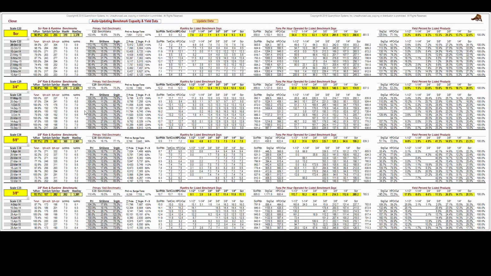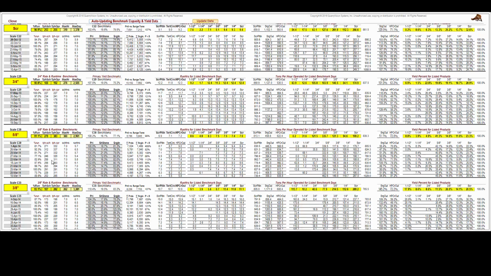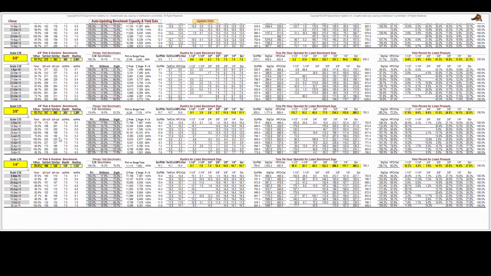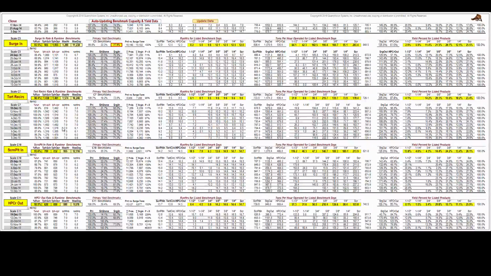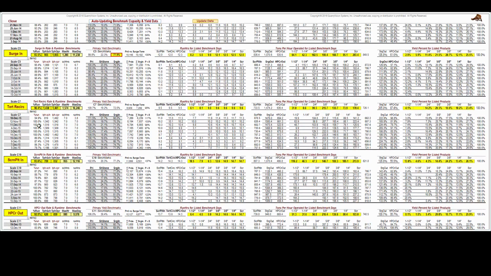The auto-updating benchmark capacity and yield evaluation gives us a clear picture of what the maximum capabilities are of each of the products that are being measured over a conveyor belt. Not just the products, but also the infeed and the circulating belts. So we can establish what the realistic limits and capabilities of each individual measured conveyor system might be.